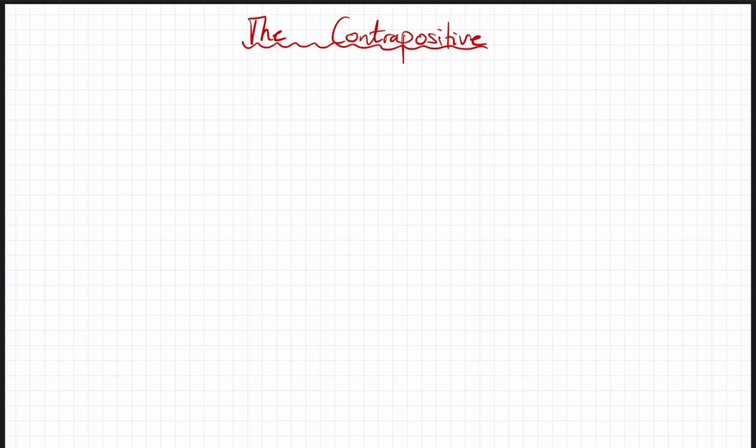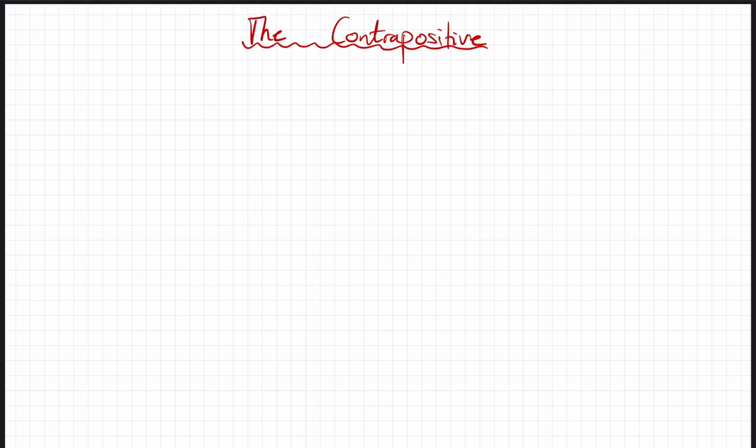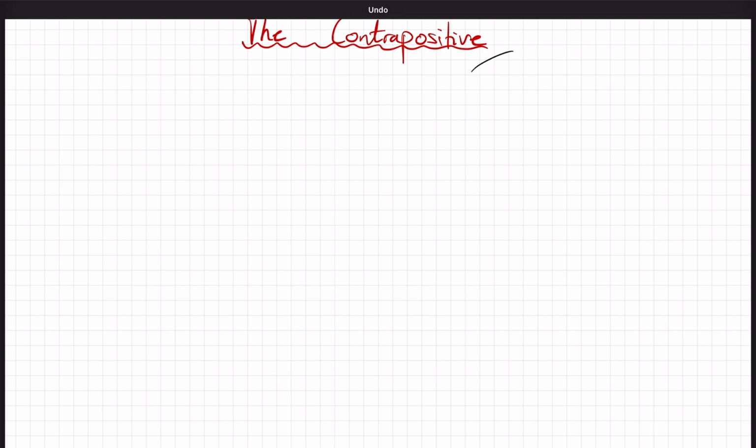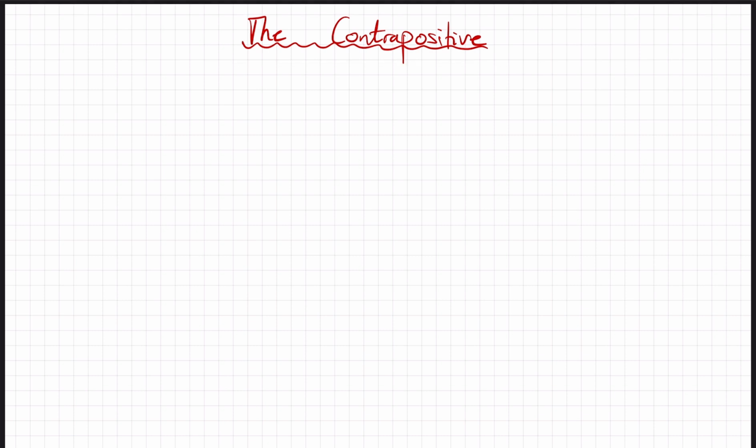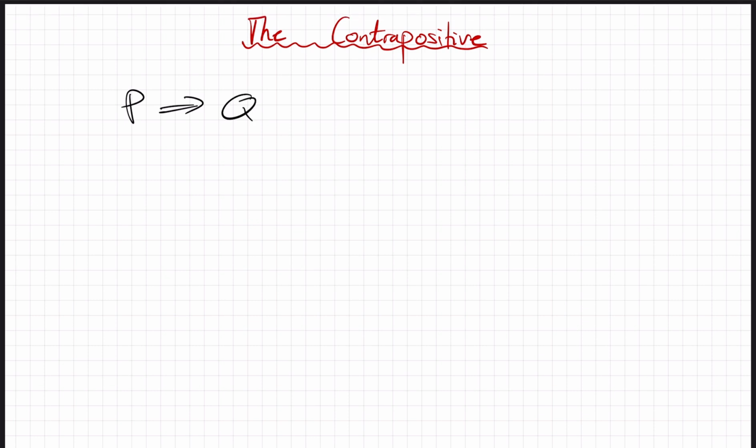And in this tutorial, I'm going to be carrying on the proof series and I'm going to be talking about the contrapositive today. So the contrapositive is an idea where you take a relationship to do with proof statements. So let's just say we have a statement P, which implies statement Q. Now, the inverse of this would be Q implies P.